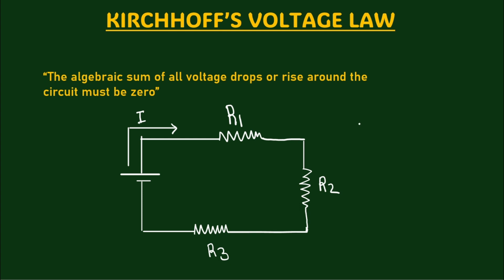Hello everyone. In this video we will be learning about Kirchhoff's voltage law, which is abbreviated as KVL. Now this law states that the algebraic sum of all voltage drops or rises around the circuit must be 0. So we know voltage drops across all these components will give us 0.